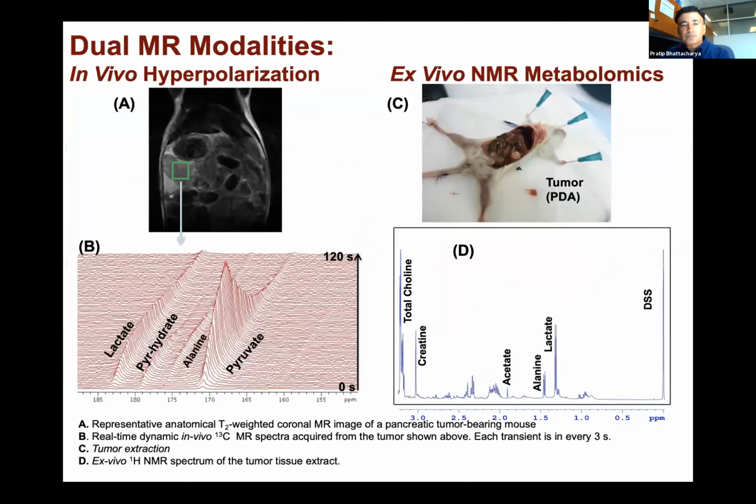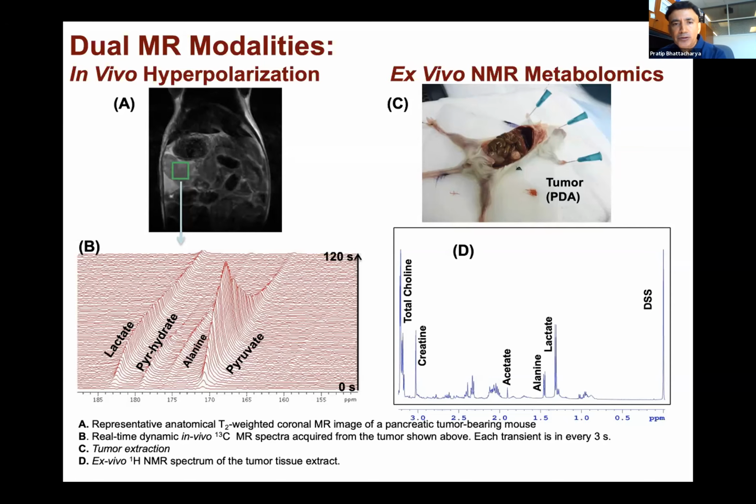Next slide. This has been discovered by Goldman. In fact, the original discovery of the DNP process was by Overhauser several years ago in the 50s. But there was a revival in biomedical application by Klaes Golman at Amersham in the early 2000s, and then it was taken up by different labs, this DNP hyperpolarization. My lab uses this for interrogating pancreatic cancer, and I'm going to come to why pancreatic cancer a little later.